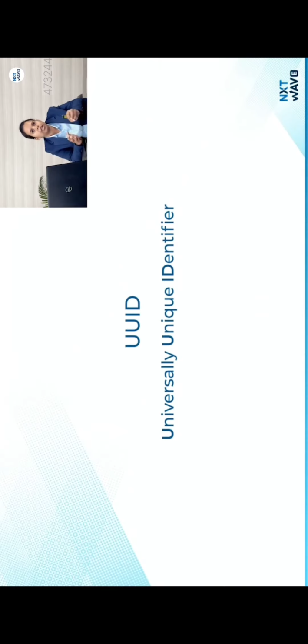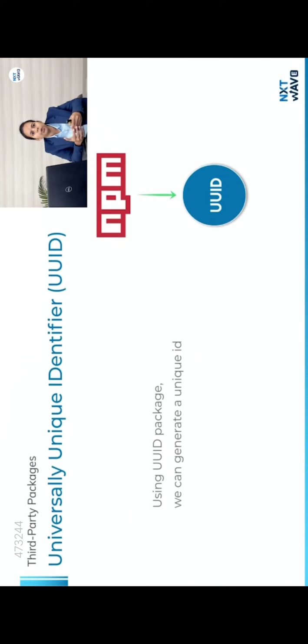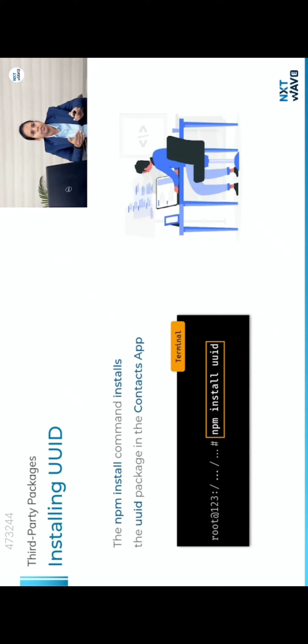UUID is nothing but a universally unique identifier. NPM provides this UUID package. Using this package, we can generate a unique ID each and every time. So that's the advantage of this. When we want a unique ID, we make use of this UUID package to generate it each and every time. For that, firstly, we have to install this package. You have to run npm install uuid. With this, the package will get installed.